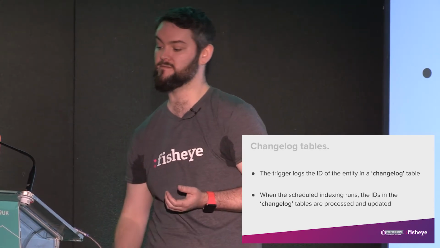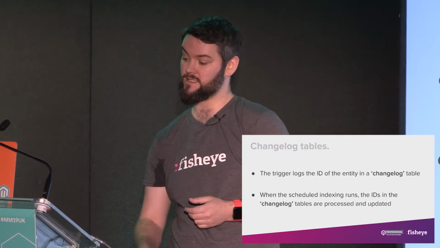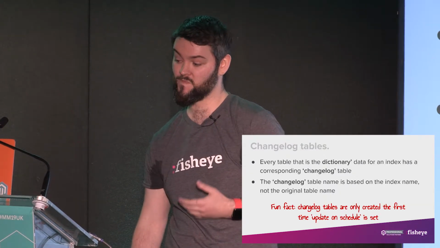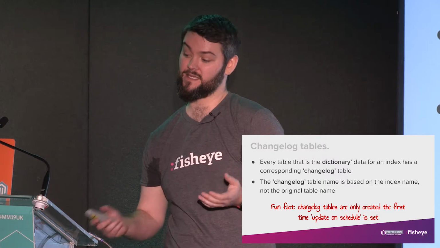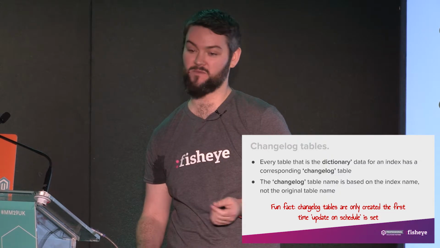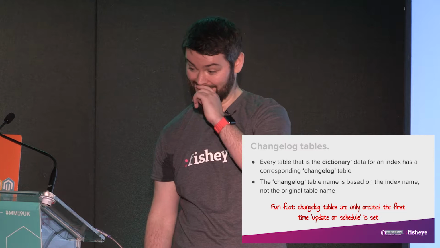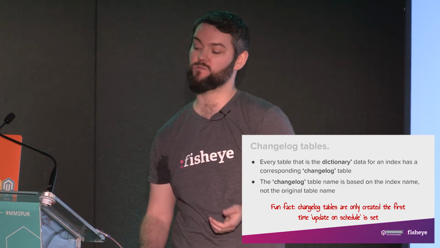So the changelog tables are basically checked when the cron runs, and each dictionary database table will have a corresponding changelog table. Some of them may map to one, there might be multiple dictionary tables, and the changelog table name is always based on the index name.